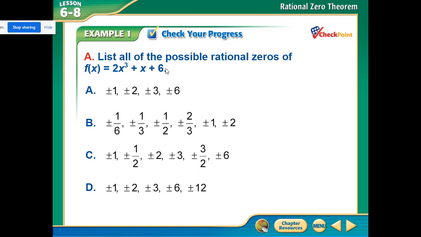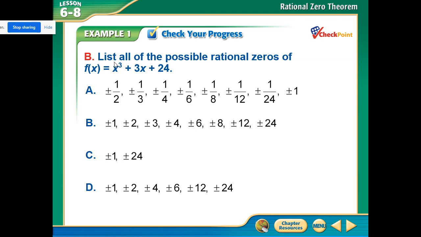All right, so what about this one? We have a 6, which is 1, 2, 3, and 6. But this 2 here has to be able to divide, so we can divide them all by 1, or we can divide them all by 2. If I divide them by 2, we get 1/2. We're going to get 1, which we already have, 3/2, and 3. So 1/2 and 3/2 have to be added on.